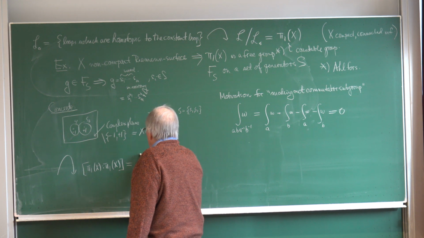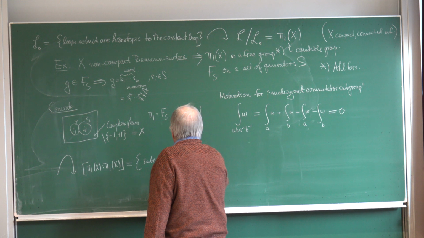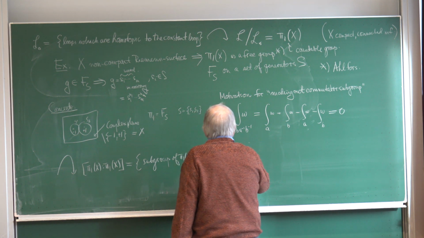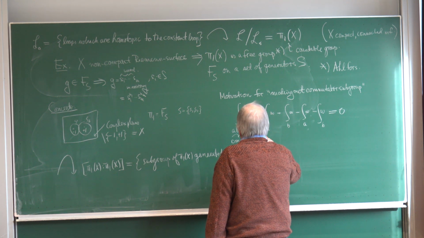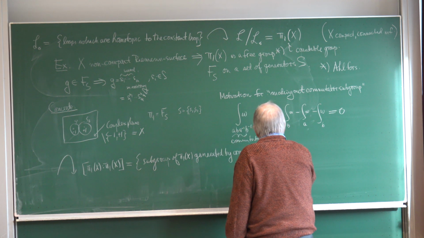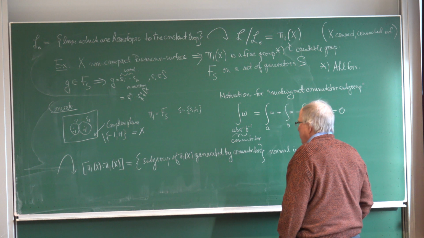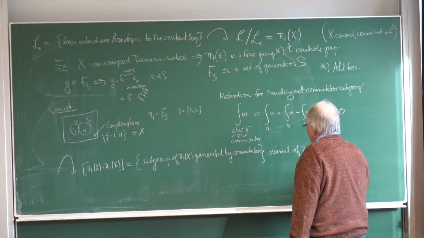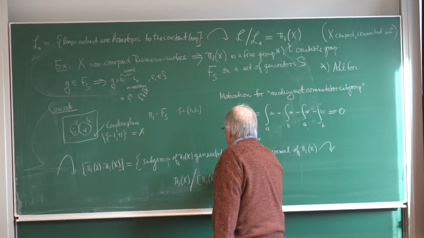This is the subgroup of the fundamental group generated by the commutators. This is a commutator here. You can always do this and write this group down. And this thing is a normal subgroup of the fundamental group, so you can mod out by it. It means the quotient, the fundamental group modulo the commutator subgroup, is again a group.